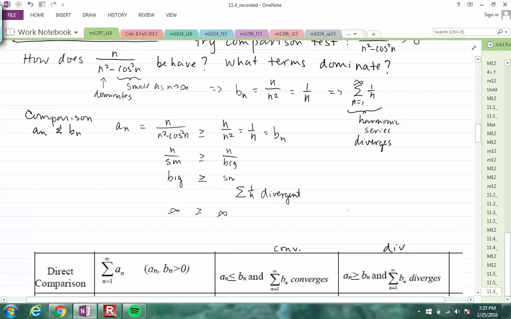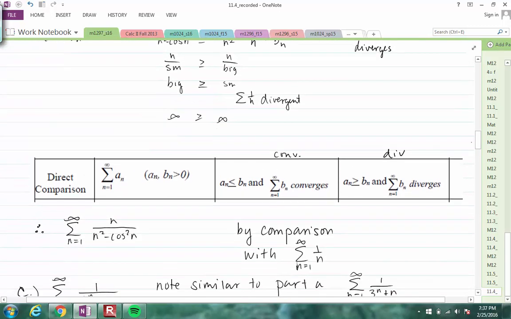So we can conclude that our series, which is the a sub n here, is divergent, by the comparison with the harmonic series, the series of 1 over n.